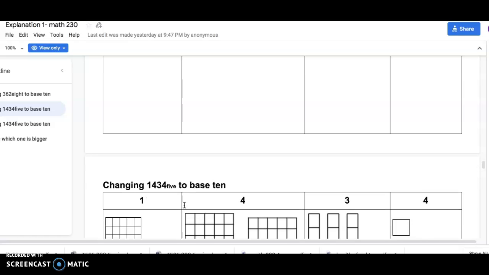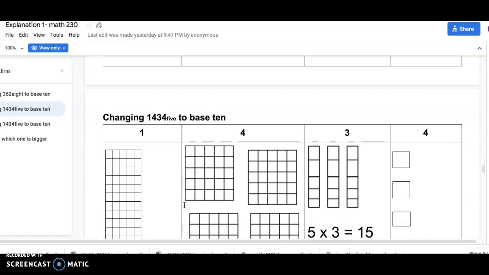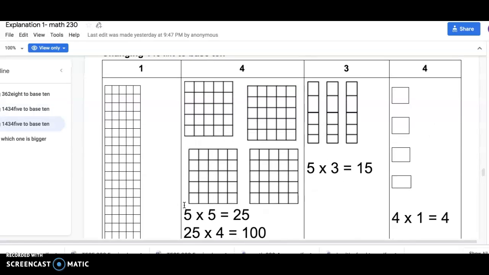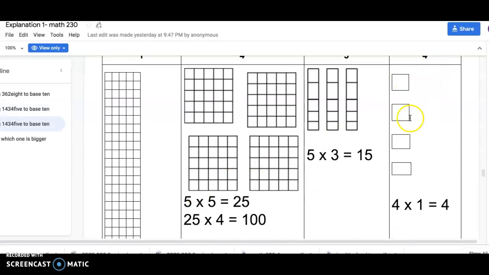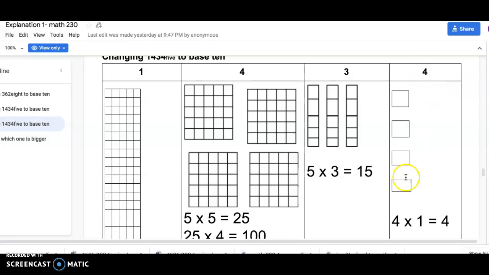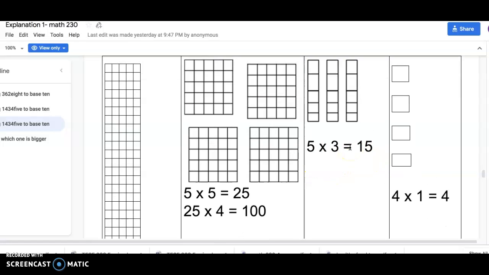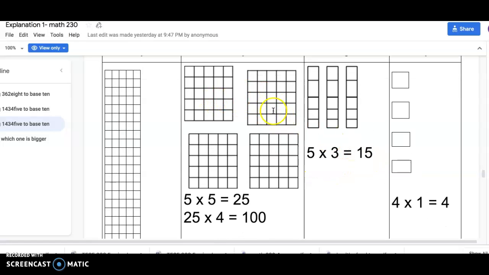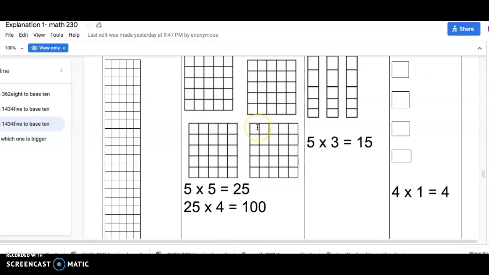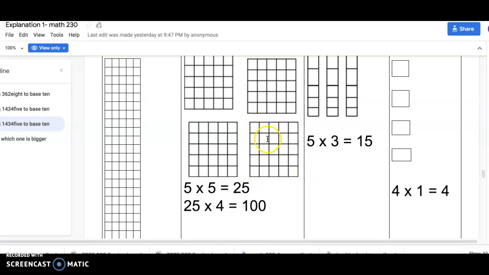And then when we're changing 1434 base 5 to base 10, we're going to use the same method. Here we have 4 small cubes in our ones place, so 4 times 1 equals 4. Then we have 3 longs in our tens place. Each of them has 5 small cubes in it, so 5 times 3 equals 15. In our hundreds place, we have 4. They are 5 by 5s, 25 altogether. 25 times 4 is 100.